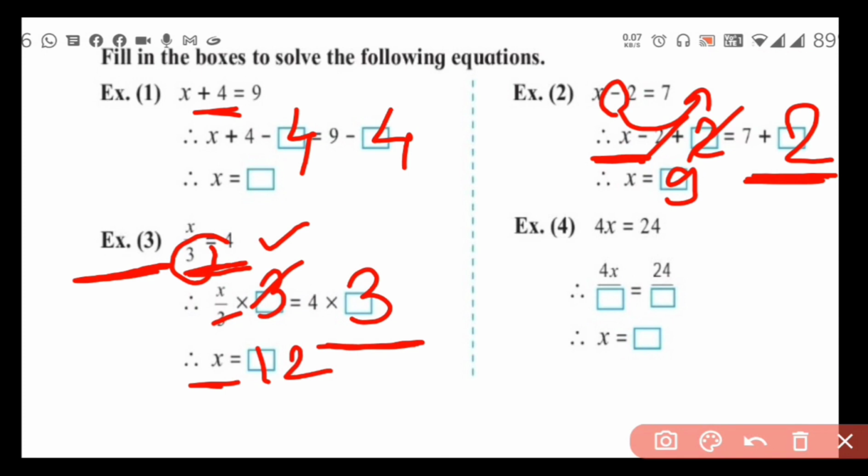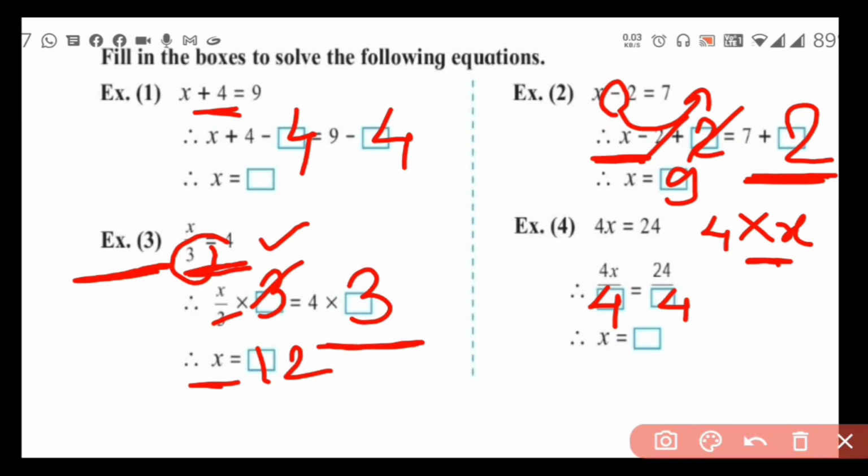4x is equal to 24. 4x means 4 multiplied by x. That means in our equation a multiplication operation is there. So when we want to solve the equation, we have to perform exactly the opposite operation. Here multiplication is there, so we have to write divide by 4: 4x divided by 4 and 24 divided by 4. That means we have to divide by the same number on both the sides.